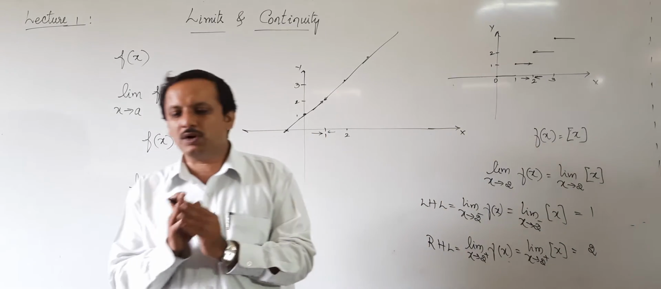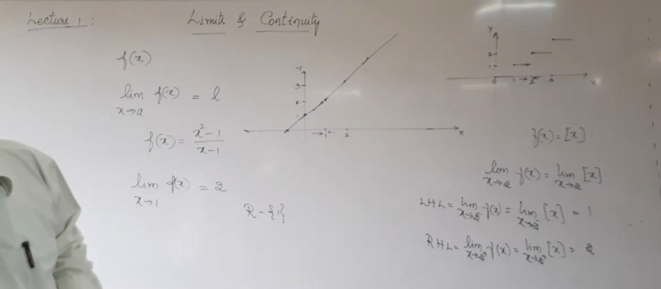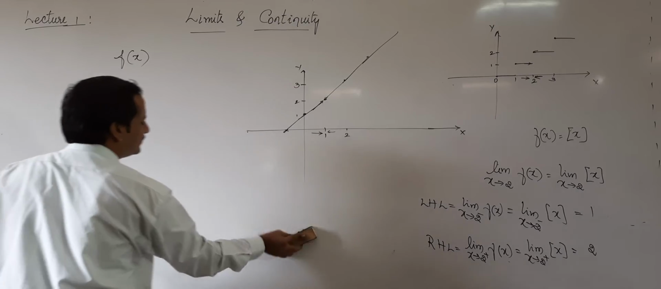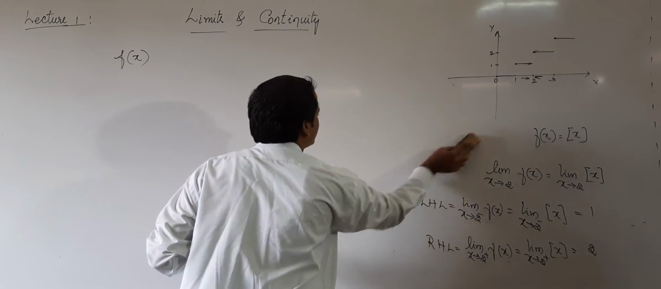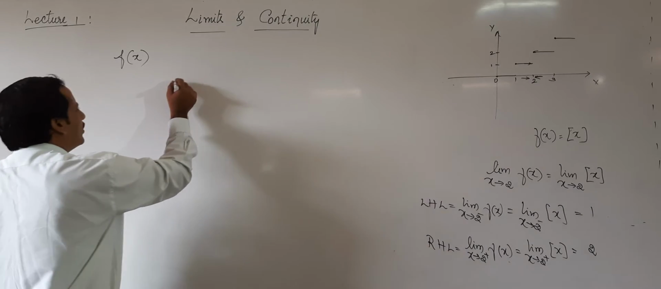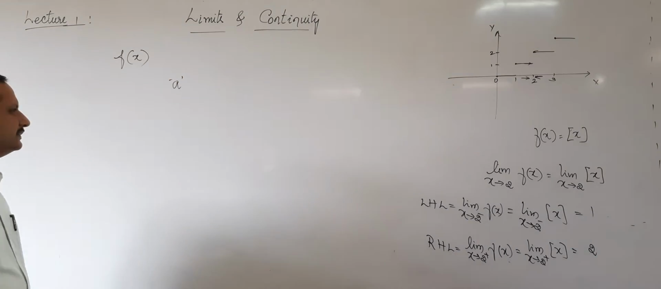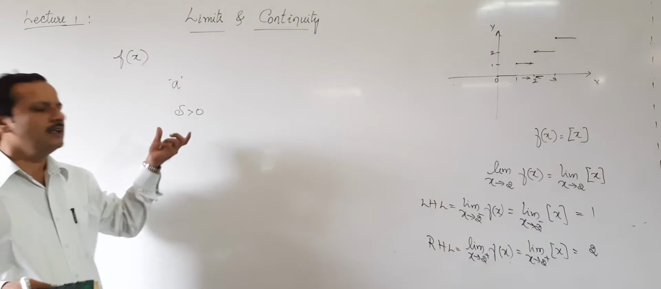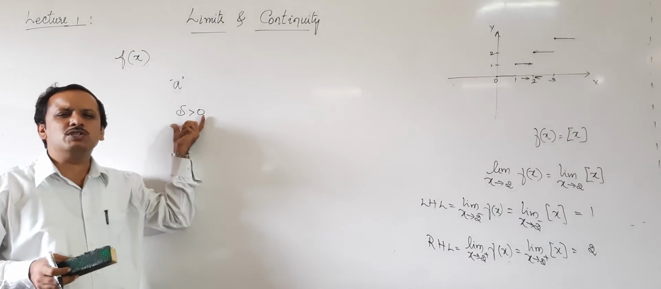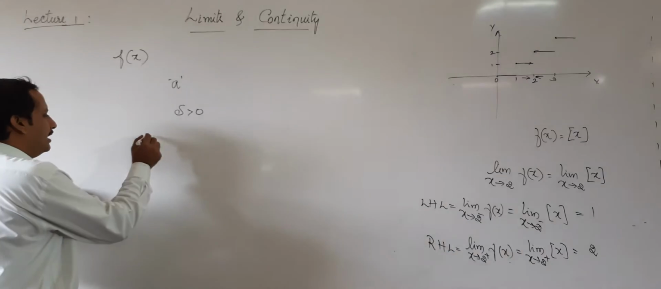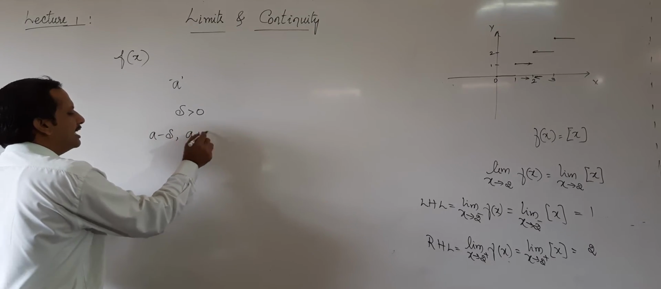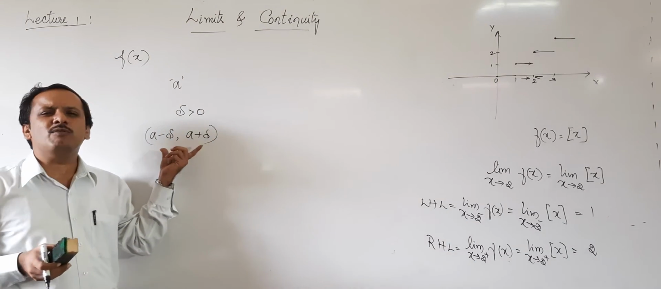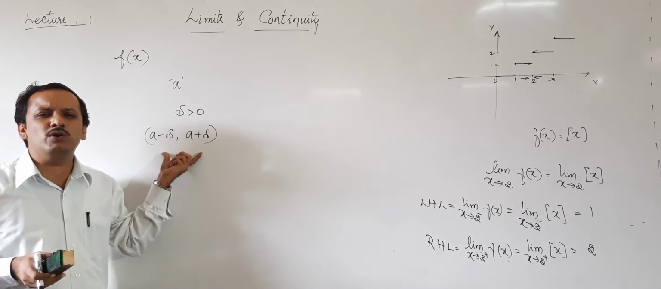Now I'll tell you what is the neighborhood of a point. Neighborhood of A. Let A be any real number. Then let delta be a very small positive real number. Then A minus delta, A plus delta. This delta should be sufficiently small when compared to A. This A minus delta, A plus delta is called the neighborhood of A.